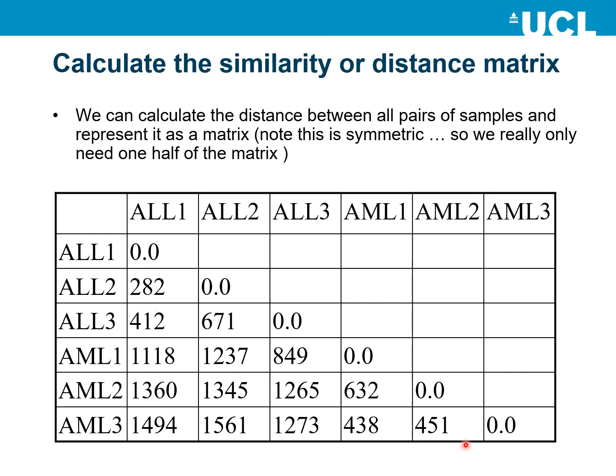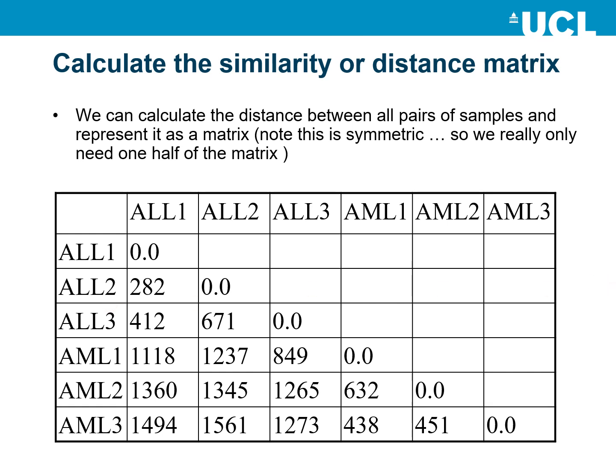And you do that for all of the other pairs of samples. And this is what you use in hierarchical clustering. So hierarchical clustering then looks at the closest two samples. So this one is 282, ALL1, ALL2, and then it clusters them. And then it continues to look for the closest samples or the closest sample to cluster or clustered to cluster.